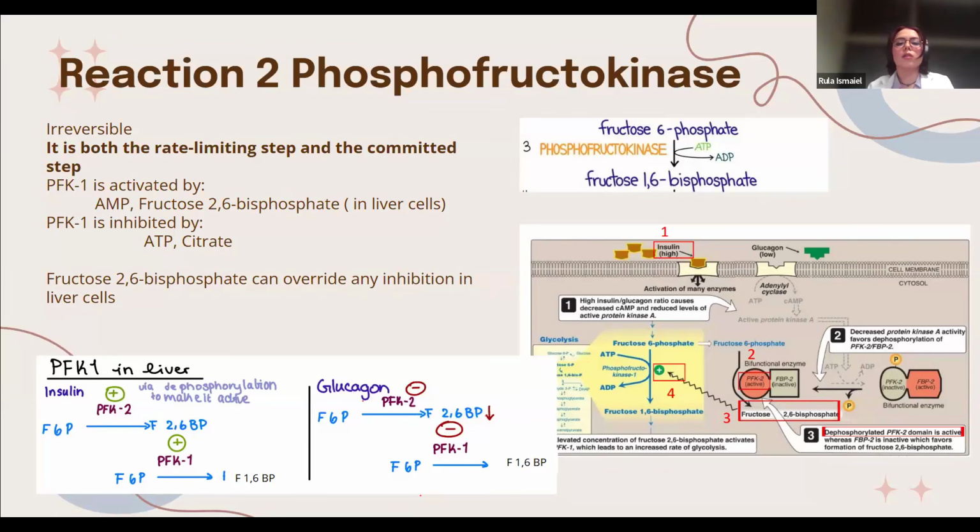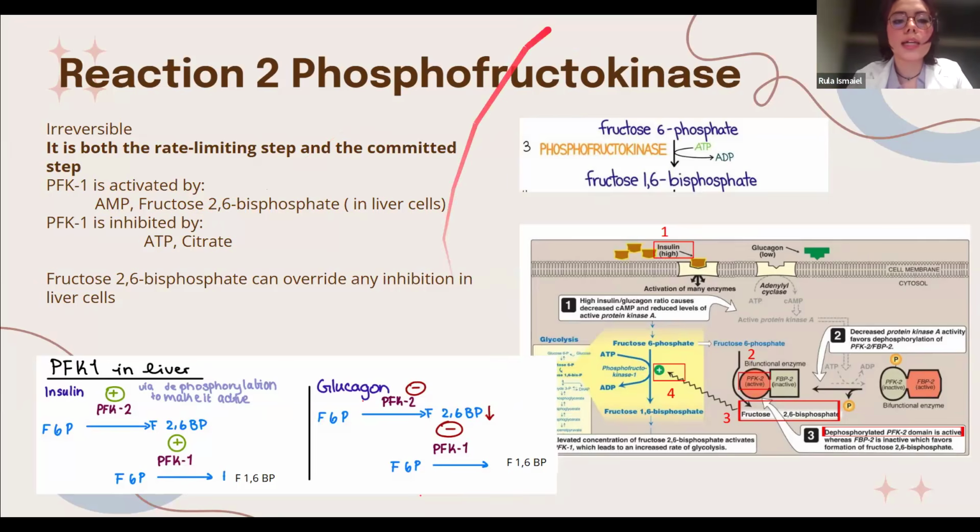Yes, exactly. So the committed step, once that step has been passed, the intermediates have nowhere else to go. They keep following that specific path. So like fructose 6-phosphate, it can be used elsewhere. Glucose 6-phosphate can also be used elsewhere. But fructose 1,6-bisphosphate is the committed step. So when fructose 1,6-bisphosphate is made, it doesn't go anywhere. It just keeps going on with glycolysis. Does that make sense? I take that as yes.